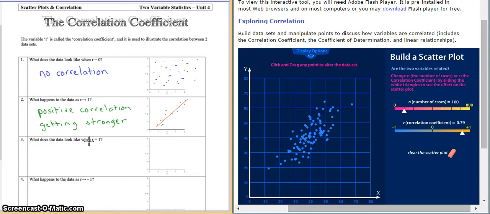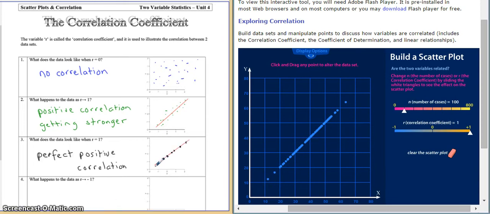So what does the data look like when r is equal to 1? If we change r to be equal to 1, what you end up getting is a perfect correlation. In a perfect correlation, every single point is on the line of best fit. So if r is exactly equal to positive 1, you have a positive correlation with every point lying on the line of best fit.